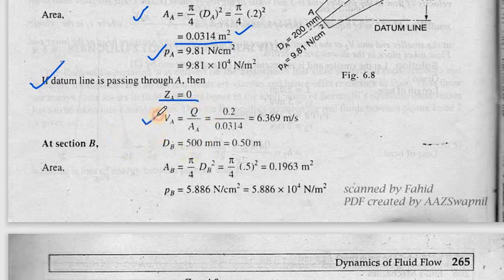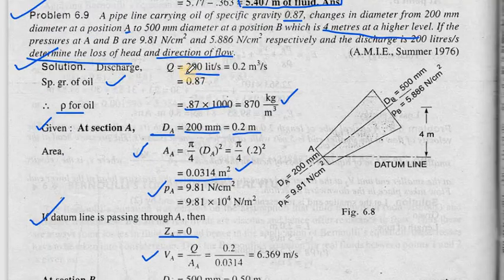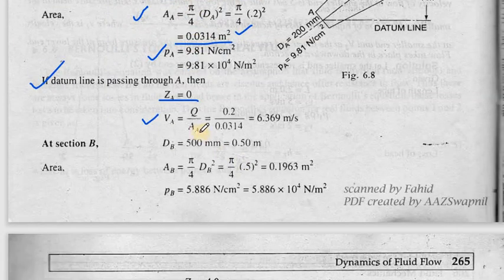Now from this we can easily calculate the velocity. We have got the value of discharge, and we have got the value of area. So Q by A will give you the velocity. It is coming out to be 6.396 meter.